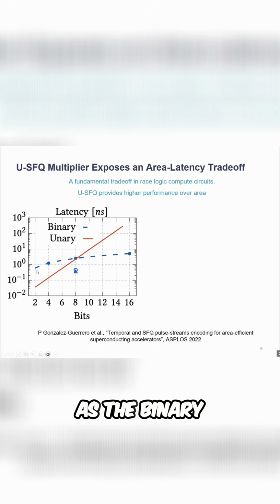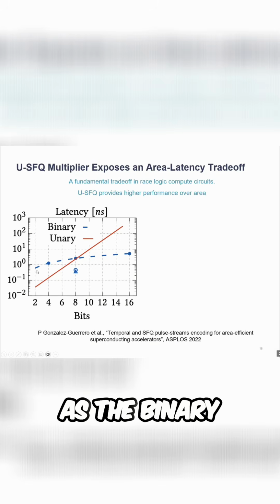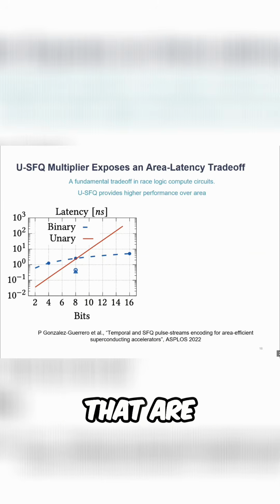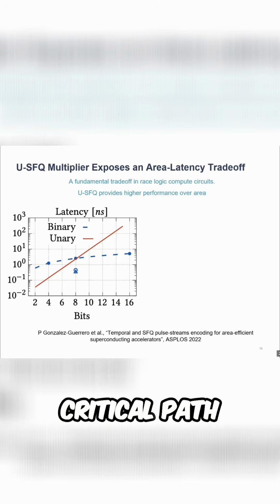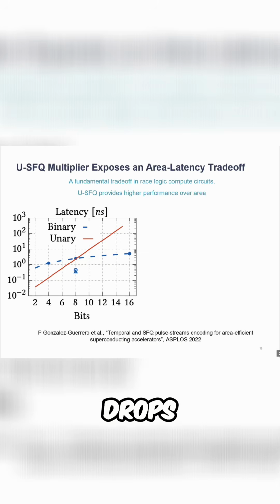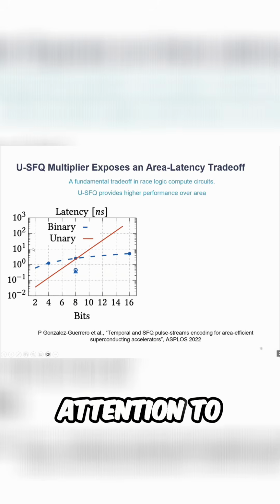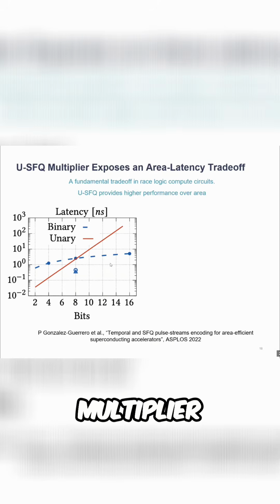Now, as the binary multiplier has operands that have more bits, it does become a little slower because the critical path prolongs, so the frequency drops. But, and I didn't say the y-axis is logarithmic, so pay attention to that. So the binary multiplier does become slower, but some. It's not a dramatic effect.